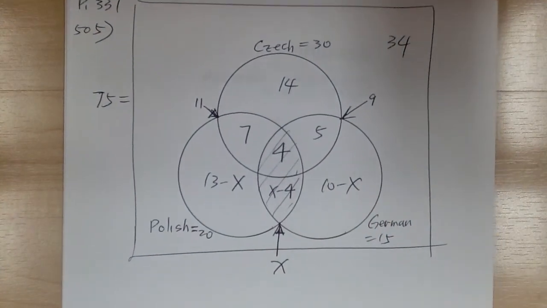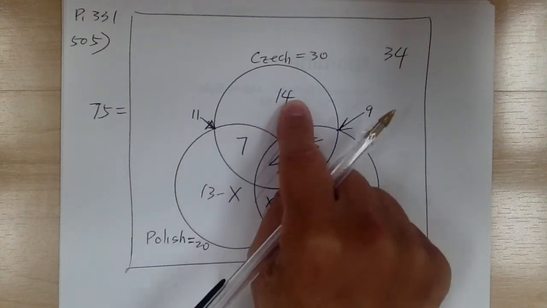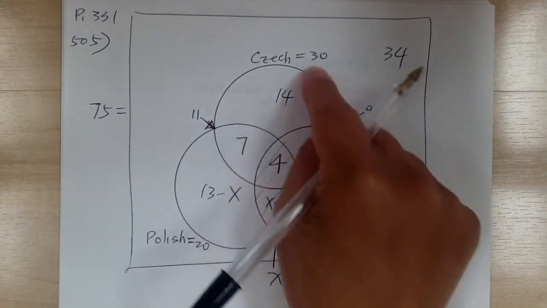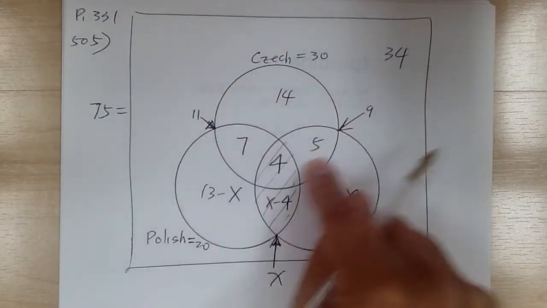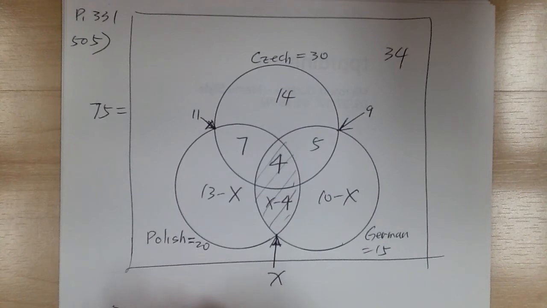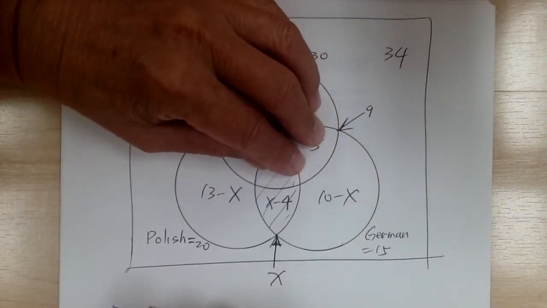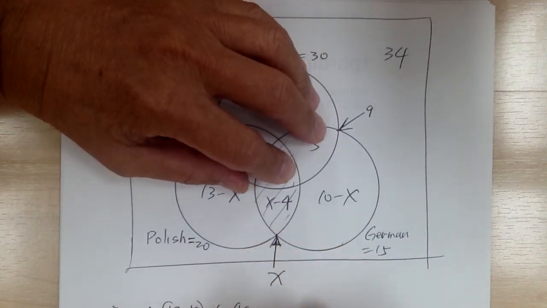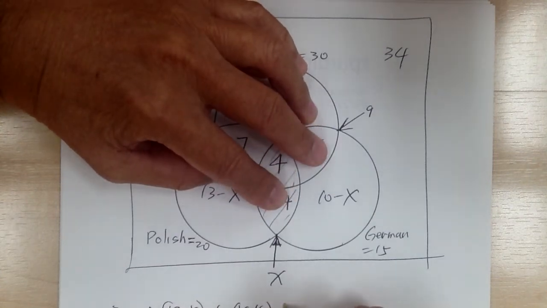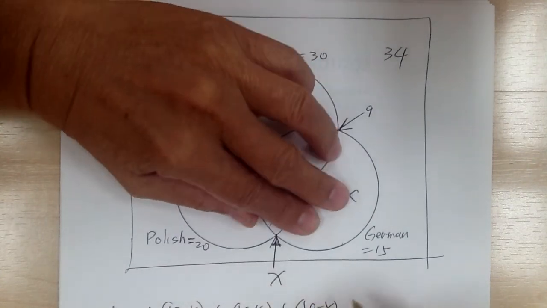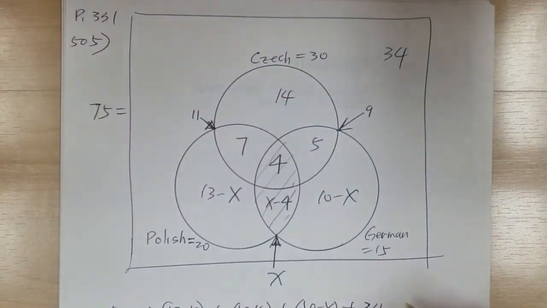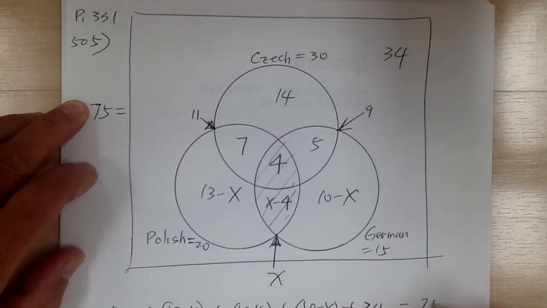Once you have all the space written out, then write your equation. You don't have to write the individual parts again because it tells you the whole circle is 30. So 30, that's the whole circle right over here. Plus 13 minus x, that's this one here. Plus x minus 4, that's this one here. Plus 10 minus x, that's this one here. Plus the 34 that is outside of the Venn diagram. And this will equal a total of 75.